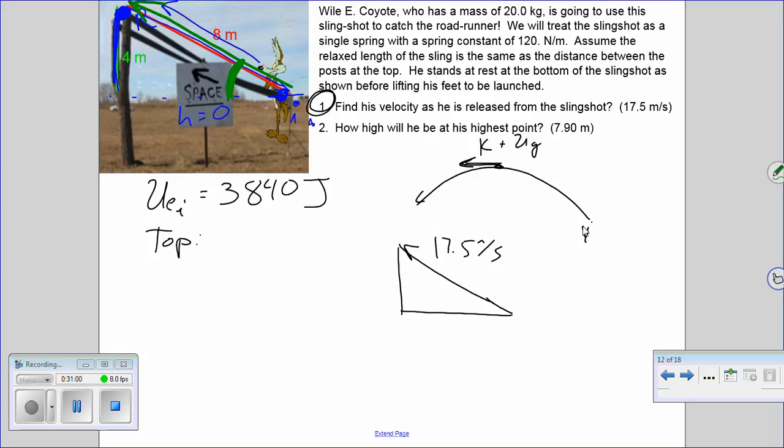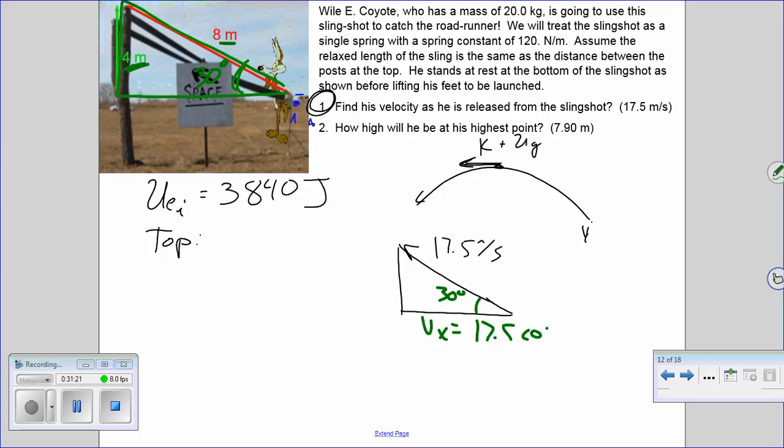Well, look at this triangle. Let me clear it up a little bit here. Got too much clutter on my drawing here. So if you look at this triangle, 8 and 4 and horizontal, since this is half of this, it must be a 30, 60, 90 triangle. So this angle here has got to be 30 degrees. So the Vx is just going to be 17.5 times the cosine of 30 degrees.